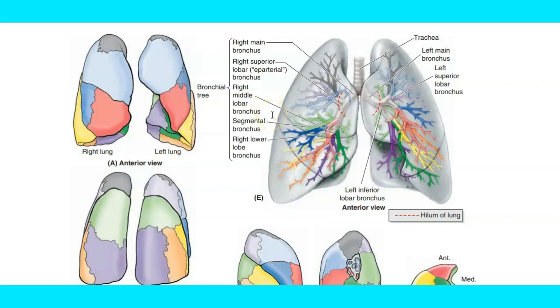Alright, so let's talk about the tracheobronchial tree. I want you to take it easy and pay attention, focus, and you get everything very easily. In the next few minutes, you should be able to understand your tracheobronchial tree very well.